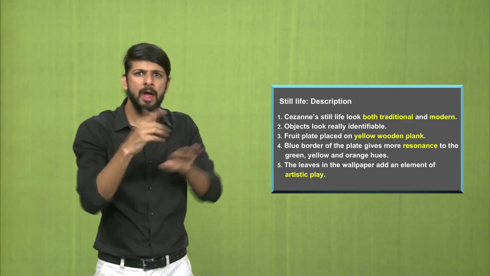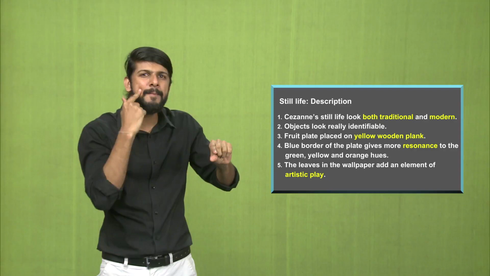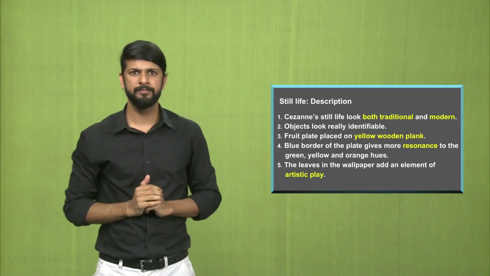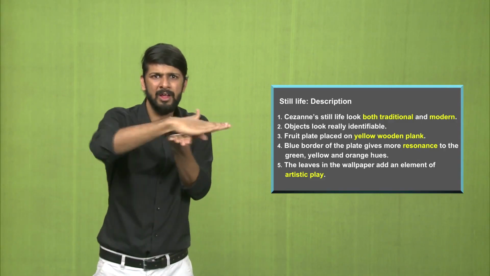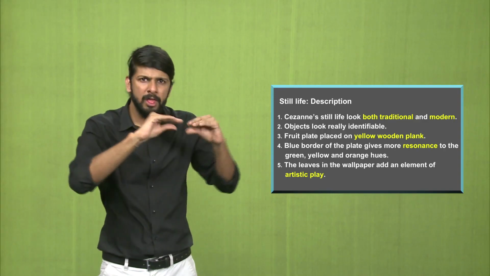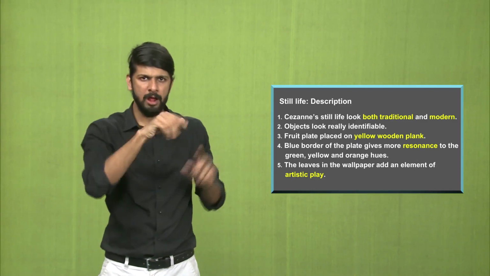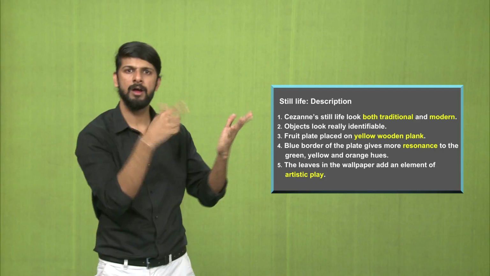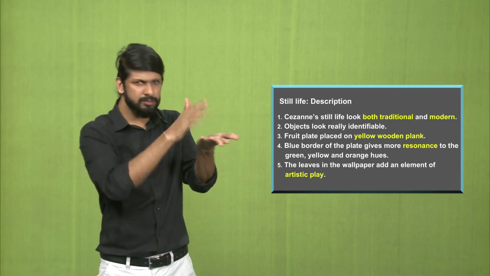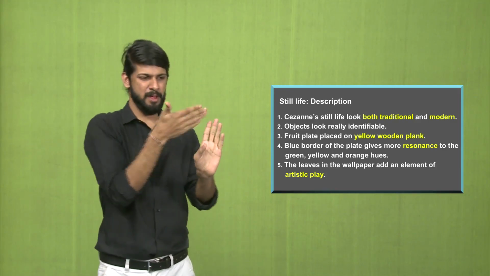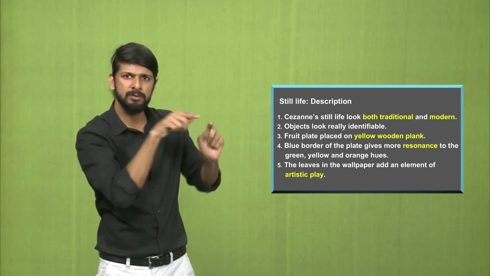The fruit plate is placed on a yellow wooden plank. The blue border of the plate gives more resonance to the green, yellow and orange hues. The leaves on the wallpaper add an element of artistic play.